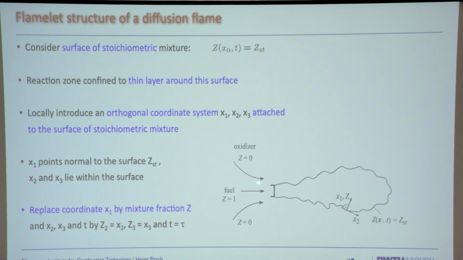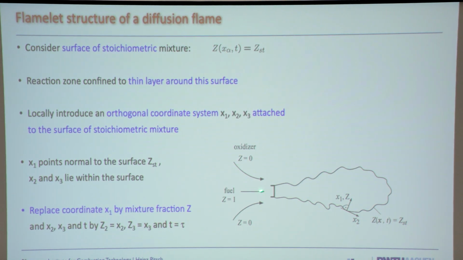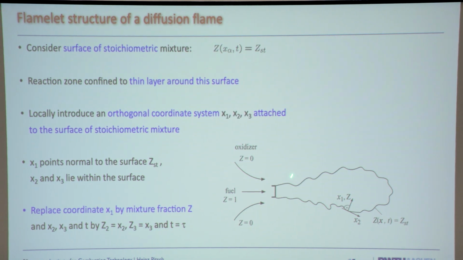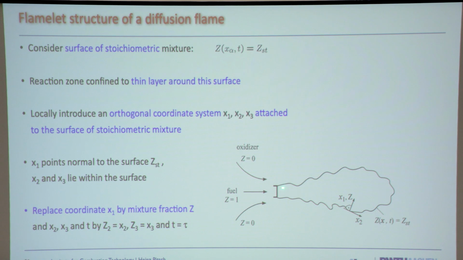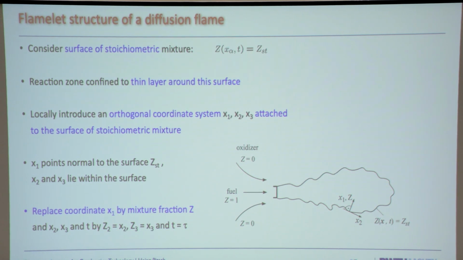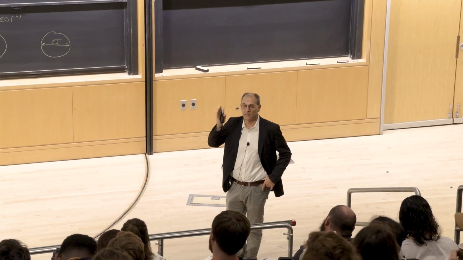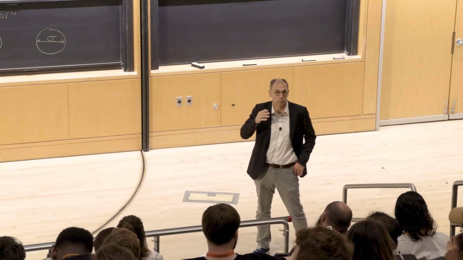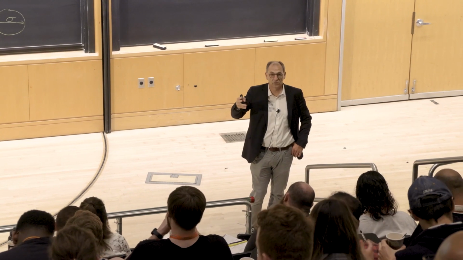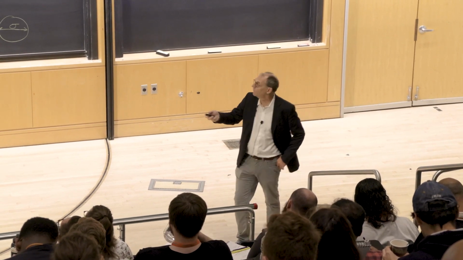So here we have an example again. This is supposed to be a jet. So we have the fuel come out here. The oxidizer is here. And then, so here's lean, here's rich. And then somewhere in between, there's a surface of stoichiometric mixture. And so we said earlier, if the chemistry is infinitely fast, all reactions happen exactly at that surface. If the chemistry is relatively fast, then reactions happen very close to that surface.